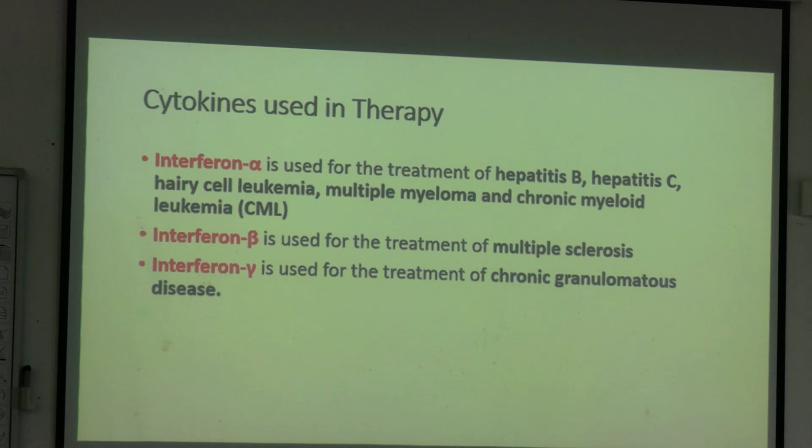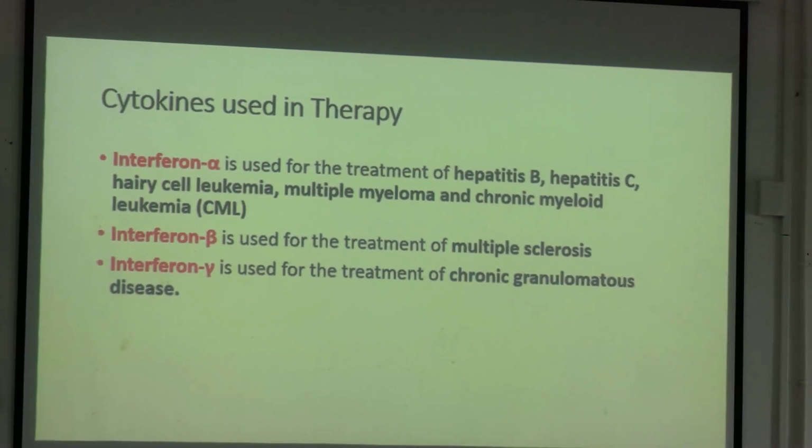Some cytokines are good: interferon alpha, interferon beta, and interferon gamma. Hepatitis treatment hoy interferon alpha diye. So if you have a hepatitis patient, then you can give interferon alpha for the treatment. So that's a good cytokine.